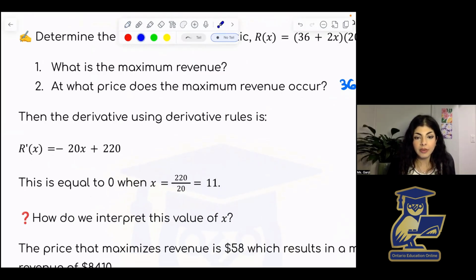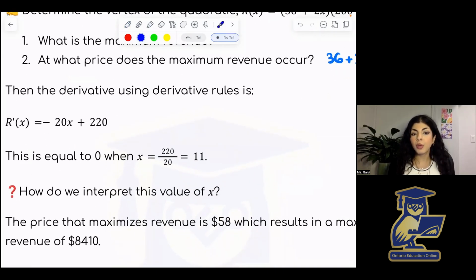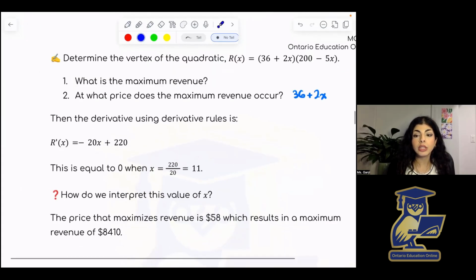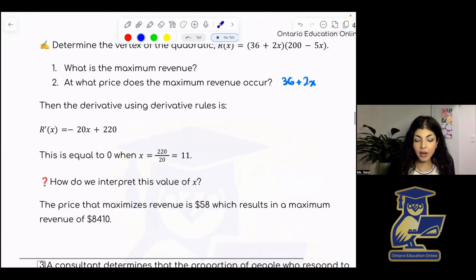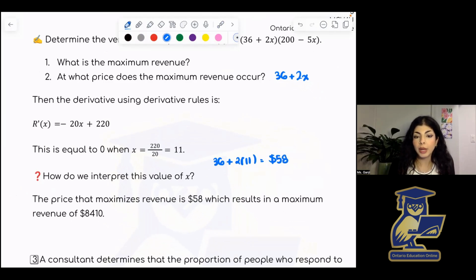And so how do we interpret this value of x? What does it mean given our problem? So remember, x is the number of $2 increases. So that means if we increase our price by $22, which is 2 times 11, so we're increasing it by $2, 11 times, then we are maximizing our profit. And so for the price, we have 36 plus 2 times 11, which is 22. And this gives us 58, and this is $58, which is the price to rent a car.